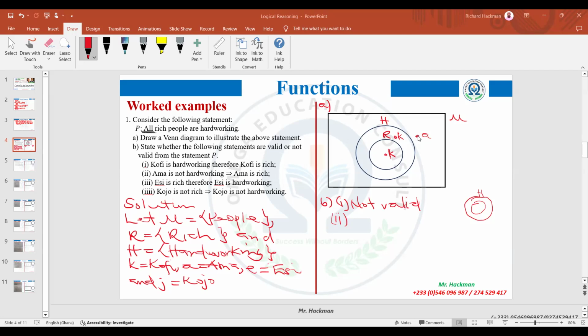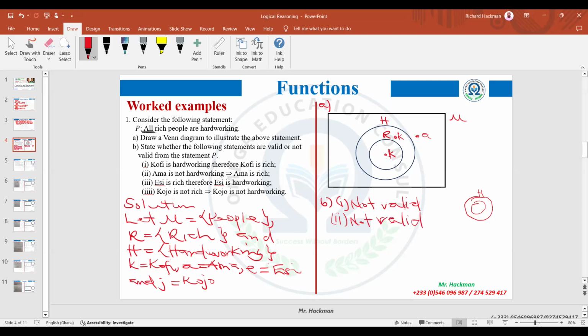I have Amma outside H, Amma not in R. But the statement here is Amma should be outside H and Amma should be in what? R. But Amma is outside H, Amma not in R. You get it? Okay, so that will not conform to what you have there. So it will be not what? Valid. All correct.